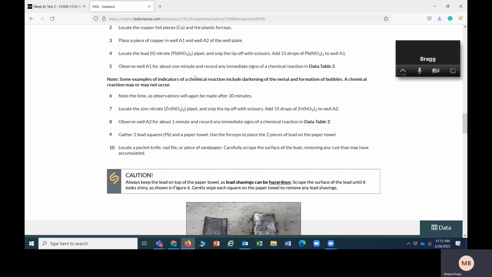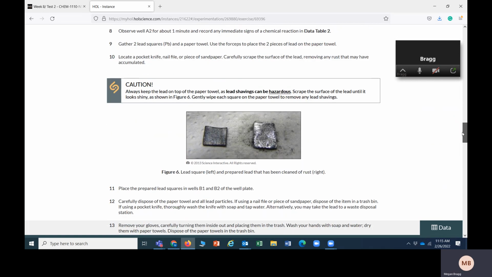So this is all you're going to do. You're going to take basically 3 pieces of metal. You're going to take a piece of copper, you're going to take the lead, and then you're going to add liquid to both of them. Note one thing about the lead here. This lead, you won't be able to see the reaction very well unless you do this step and you wipe it off. It'll be really, really hard to see. So make sure you do wipe it off. Wipe everything before you do the reaction with it. So notice you have the lead in squares B1 and B2.